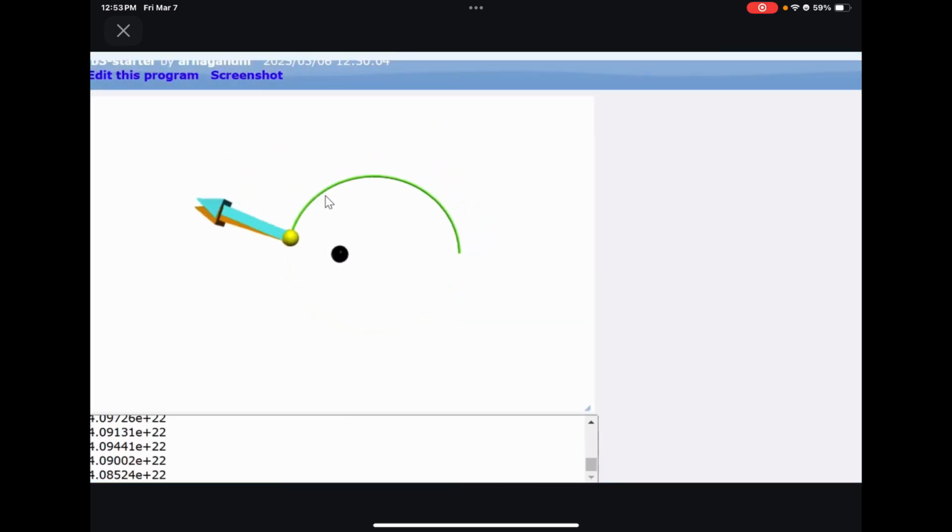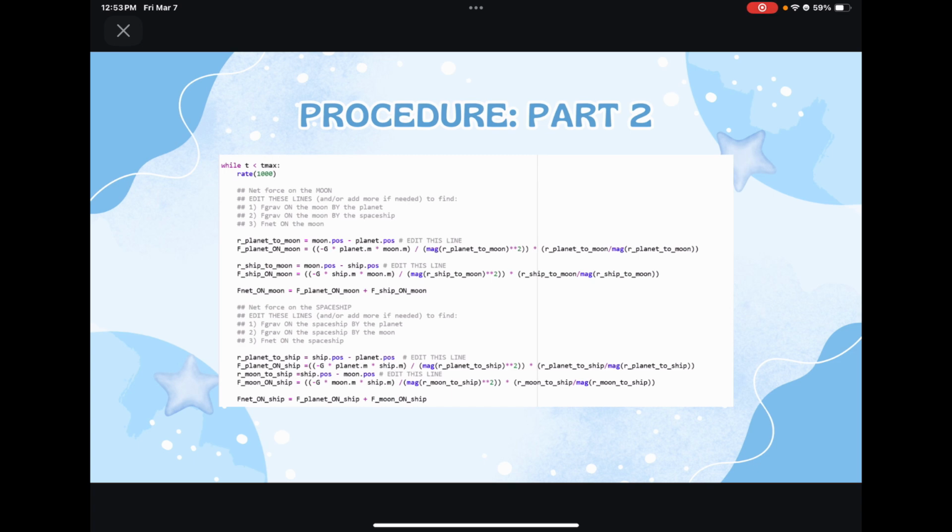Here's a simulation of the lab, and you can see the video simulation running. Here's part 2 of the procedure. You can see that this was done in a similar manner in GlowScript. First we found the position vectors for each of these, and then we applied the universal gravitational constant to find the forces. Then, as per the definition of net force, F net equals the sum of force 1 plus the sum of force 2, and that's just what it is.